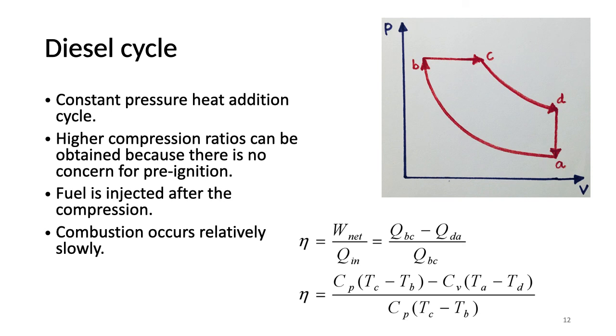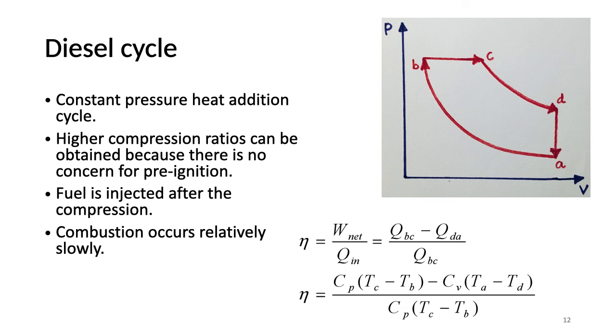Diesel cycle. Diesel cycle is a constant pressure heat addition cycle. Higher compression ratios can be obtained with diesel cycle because there is no concern for pre-ignition like in Otto cycle. At first, the air is compressed and then the fuel is injected into the compressed air using a fuel injector. So, it undergoes compression ignition and combustion occurs relatively slowly.